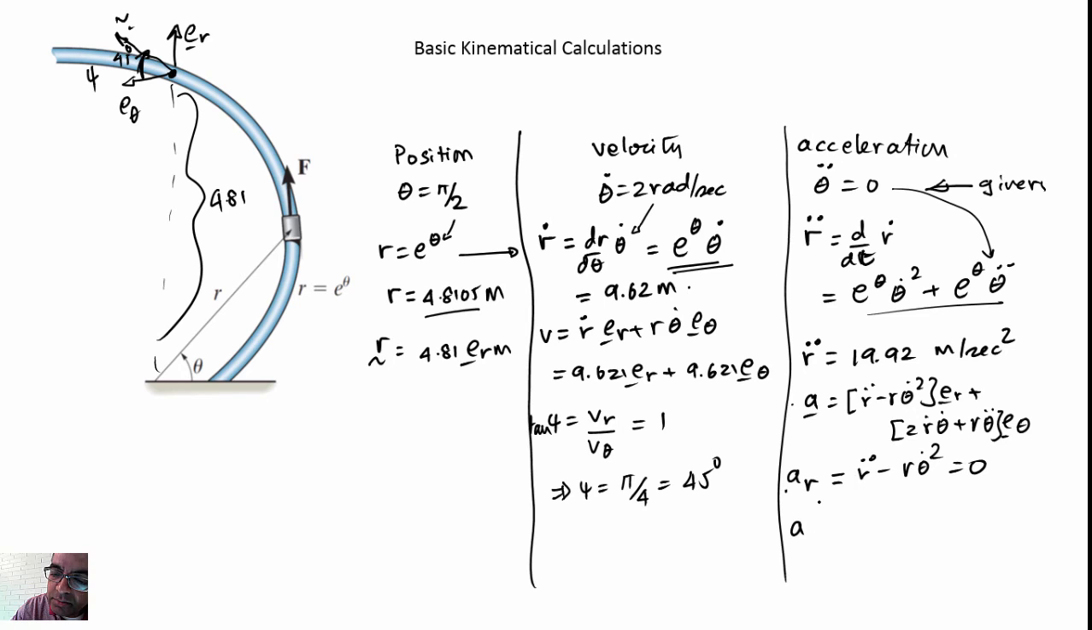Acceleration. Substitute and see. That's what I'm saying. It's not 0 because r double dot is 0. Just substitute. R double dot is 19.92. If you compute r theta dot squared, it also turns out to be 19.92. So it happens to be 0.